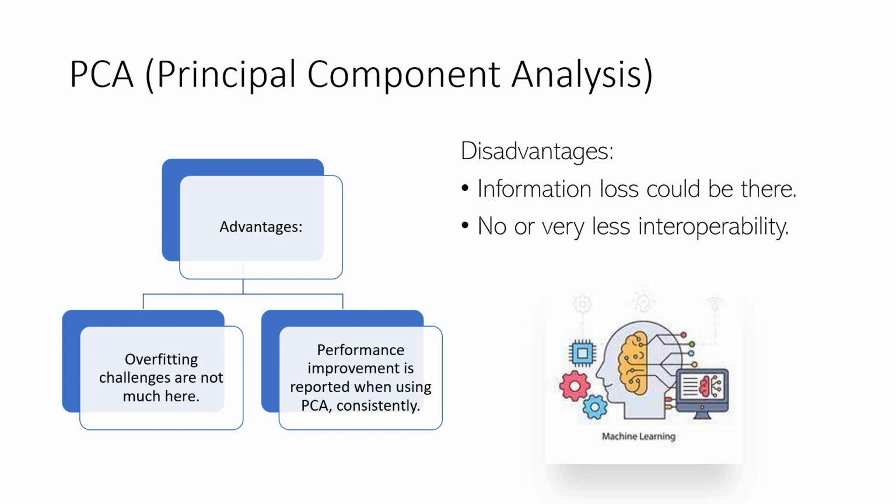The next one is PCA, the principal component analysis. Advantages: overfitting challenges are not much here, so you can be a little relaxed. Performance improvement is reported to be quite consistent. When you use PCA, the performance improvement is seen. But disadvantages: information loss could be there. No or very little interpretability is seen with PCA. So this is a major disadvantage that people cite. So you have to be careful about that as well.